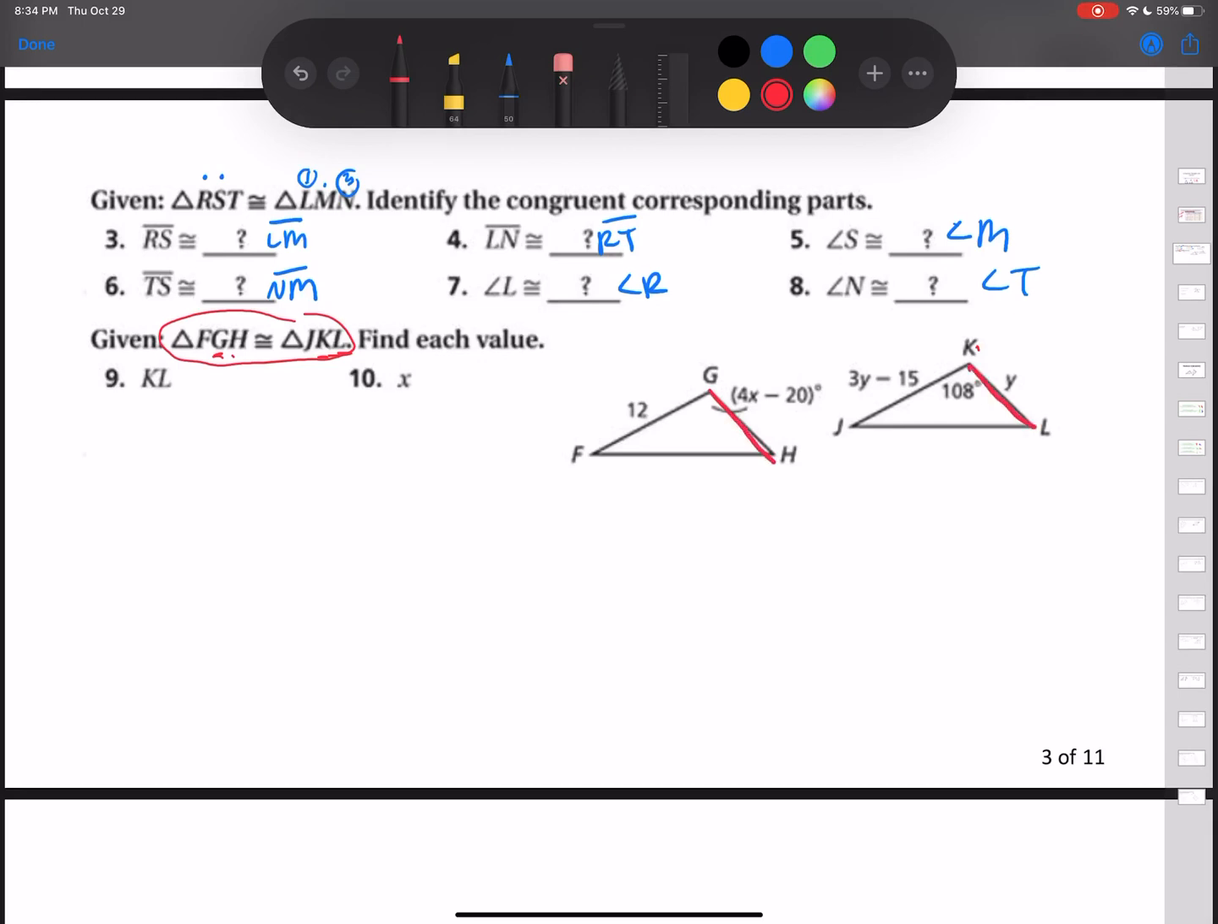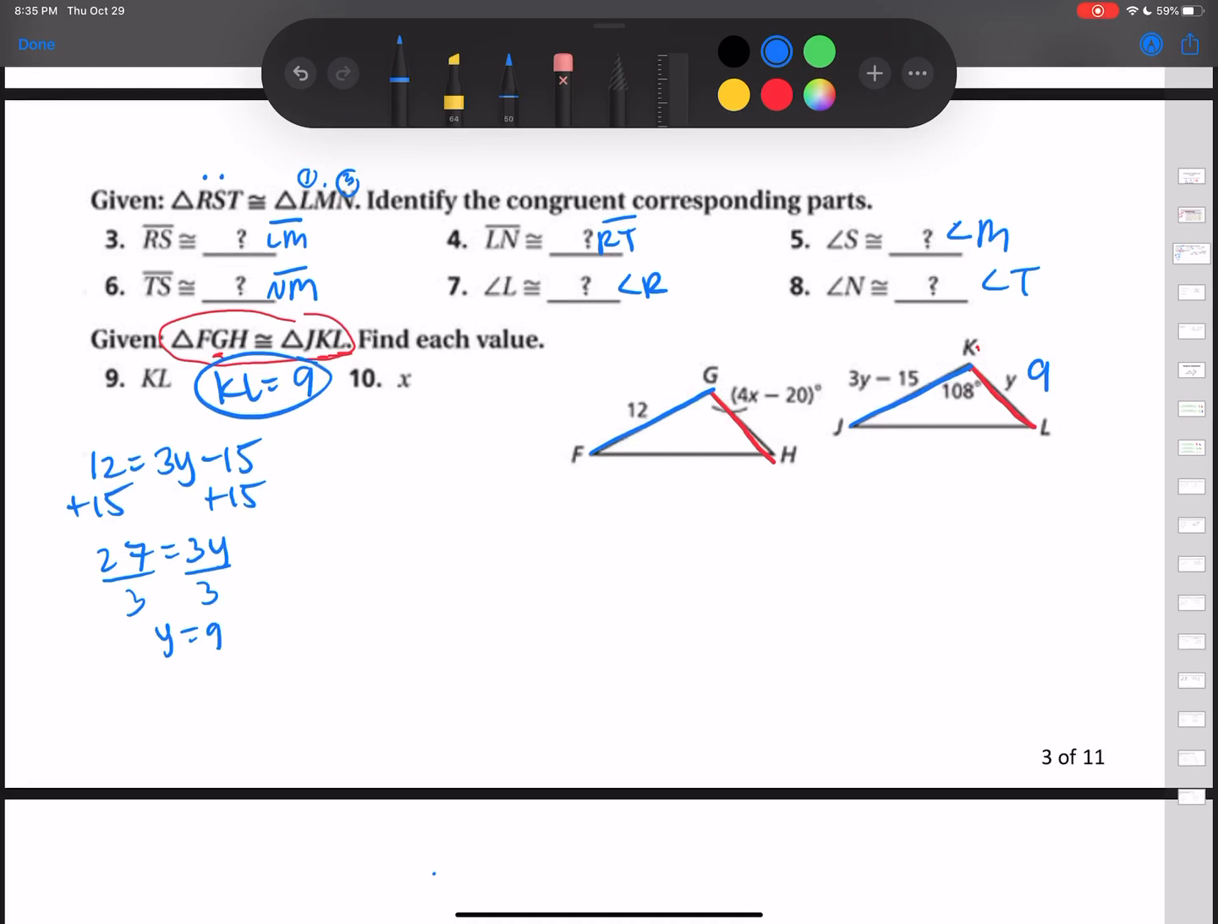But it looks like I need to solve for JK instead of KL first because I need to solve for the Y. So because those parts are congruent, by definition of congruence, that also means that the parts have an equal measure. So the length of the sides are equal. And I can just solve that just like how I would solve a regular 2-step equation. So 27 equals 3y, divide by 3, y is 9. So that means that KL is 9.